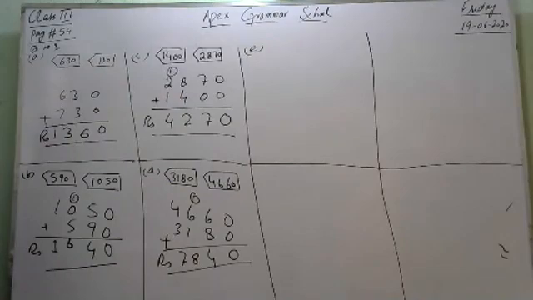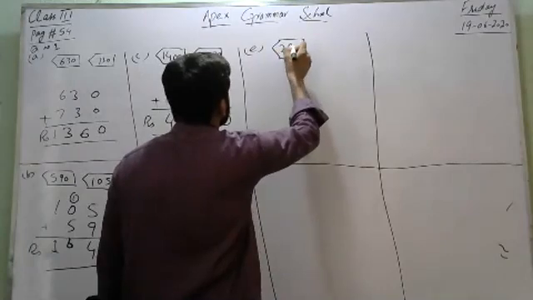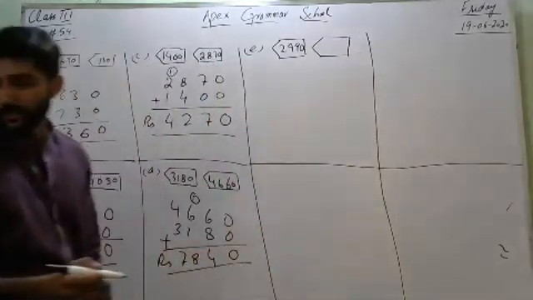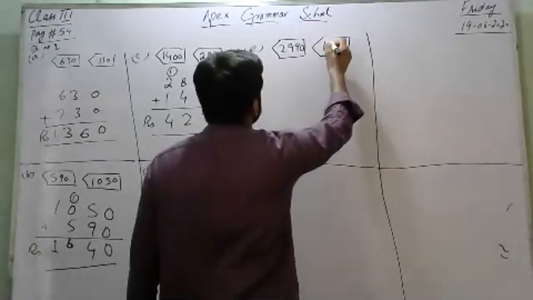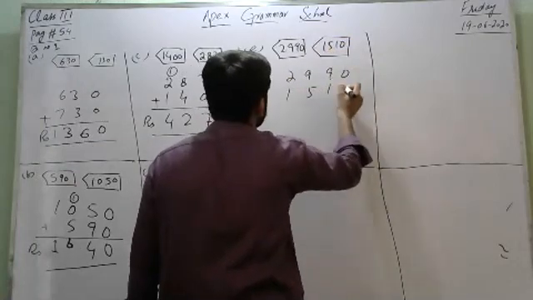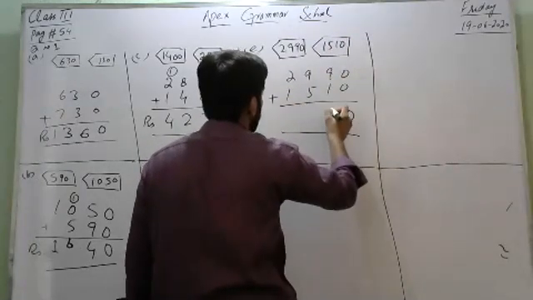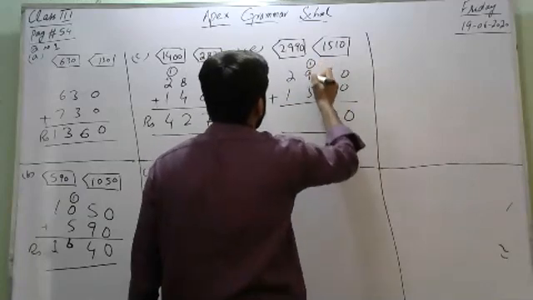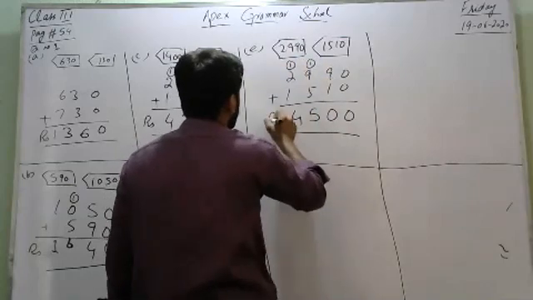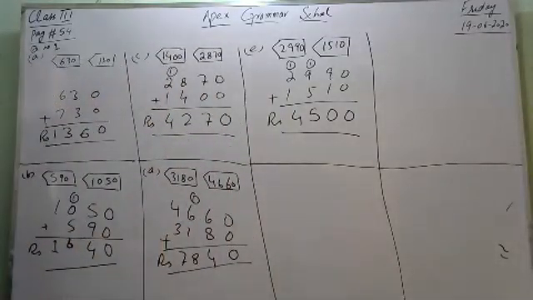E part is 2990. And second value is 1510. Zero plus zero is zero. 9 plus 1, 10. 0, 1 carry. 9 plus 1, 10. 10 plus 5, 15. 5, 1 carry. 1, 2, 3 and 1, 4. 4,500 rupees is the answer of E part.